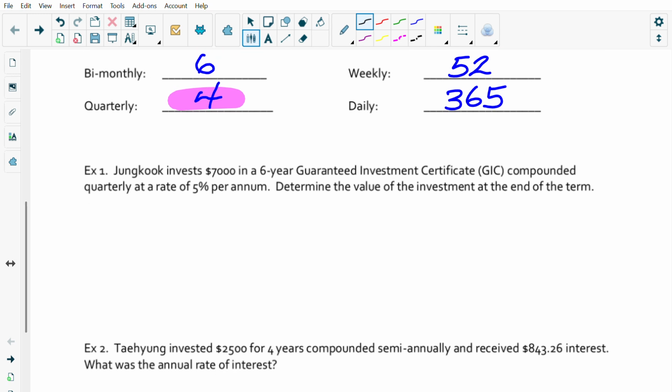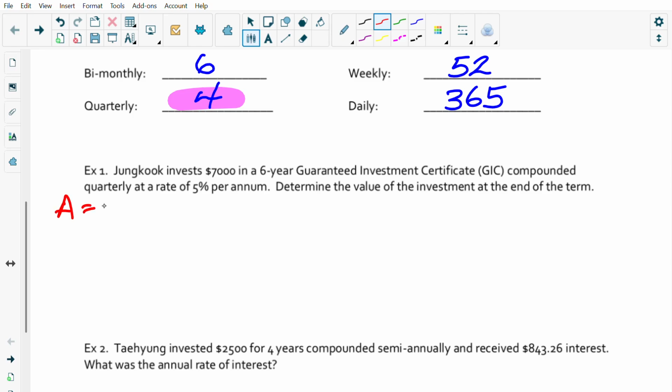Okay, example one. Jungkook invests $7,000 in a 6-year guaranteed investment certificate, compounded quarterly at a rate of 5% per annum. Wow, a lot of stuff here. Determine the value of the investment at the end of the term. Okay, lots going on here. So let's start categorizing all the things that we have and the things that we need.